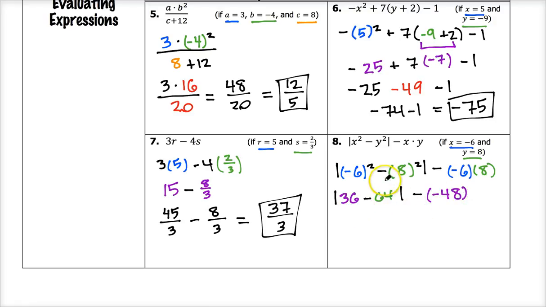36 minus 64 is a negative 28, inside absolute value bars though. And then minus minus always means plus, so this is really plus 48 on the outside. So the absolute value of negative 28 becomes 28, and when you add 28 to 48, you get 76.